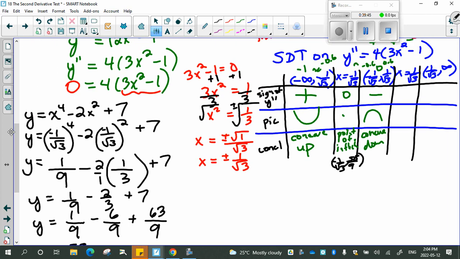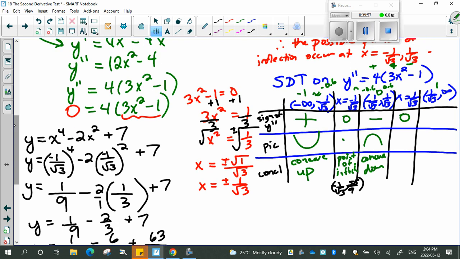All right, so here we know that when we put positive 1 over root 3, we're going to get 0. Here I'm going to choose, this is 0.6, I'm going to choose 1 for that interval. So positive times positive is positive, so I'm going to be concave up. So this is another point of inflection at positive 1 over root 3.